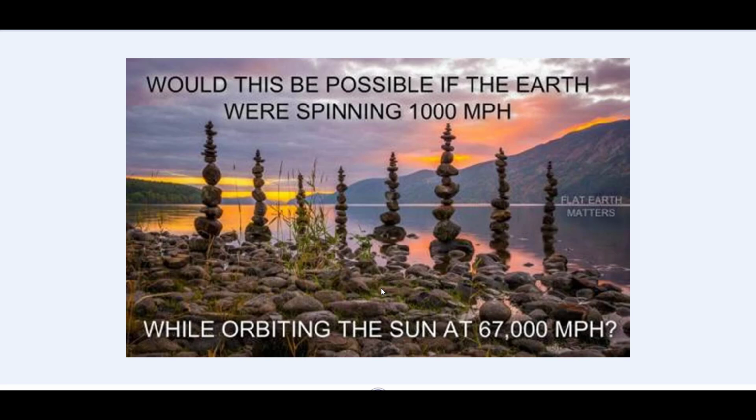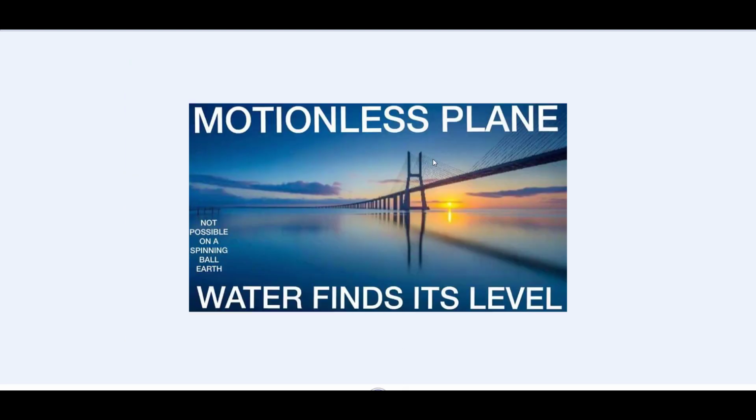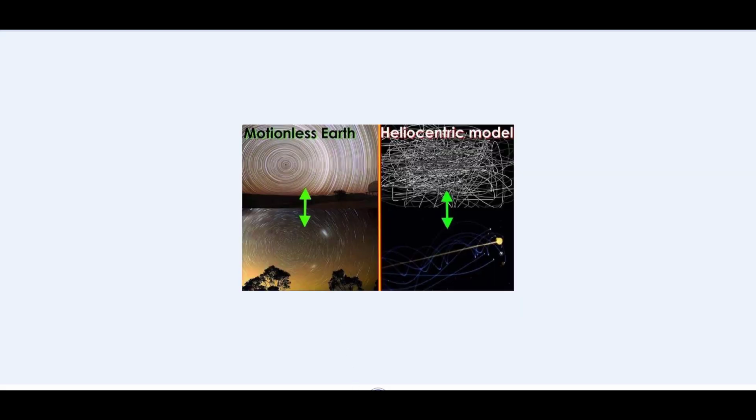Would this be possible if the Earth were spinning at 1,000 miles per hour, which is 1,600 kilometers per hour, while orbiting the Sun at 67,000 miles per hour? Look at this perfect equilibrium on the flat surface. Motionless plane, water finds its level. Not possible on a spinning ball Earth.